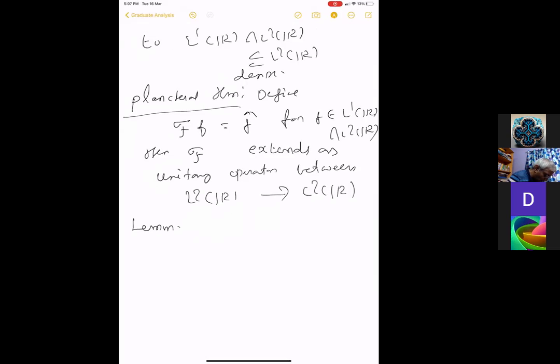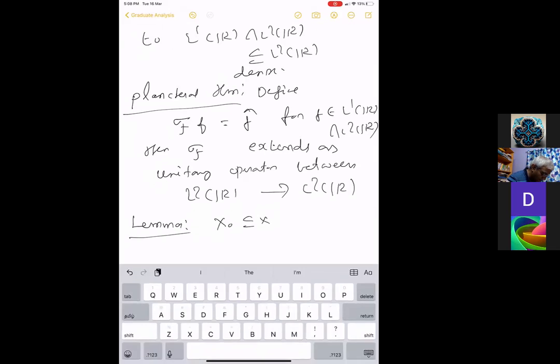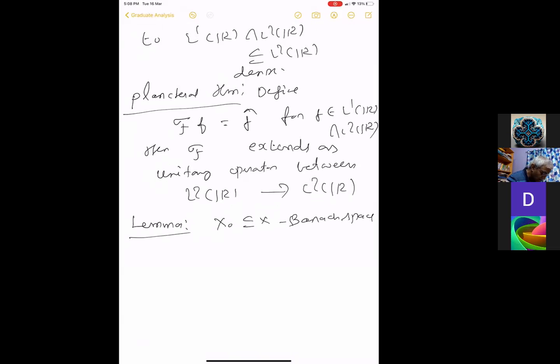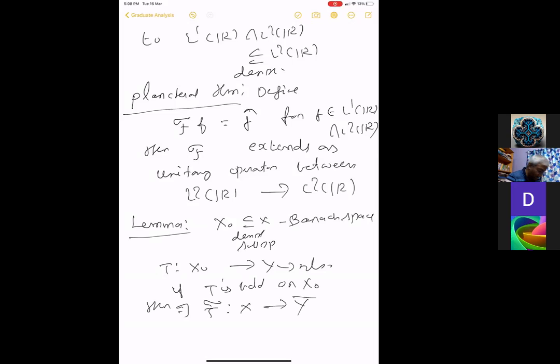These are some general facts, I should have done it earlier, but I will just tell you now. If you have a Banach space, even a normed space is enough. If X naught contained in X is a dense subspace, and you have a linear map T defined from X naught to Y, where Y is another Banach space, and if T is bounded on X naught, then there exists a T tilde from X to Y, maybe Y closure, or Y completion, such that T tilde restricted to X naught equals T and the norm of T tilde is equal to the norm of T. Linear.